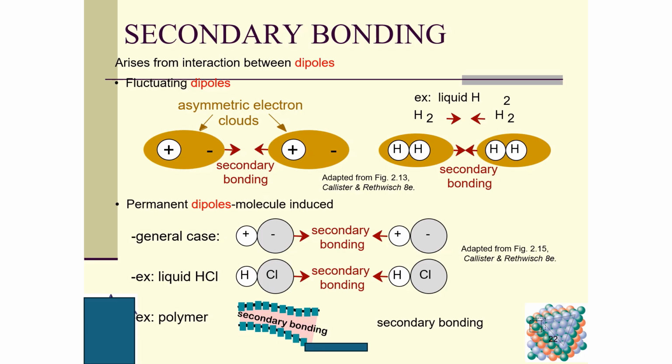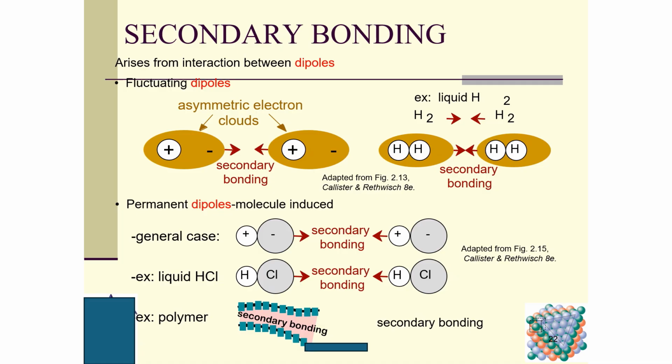And then we talk about secondary bonding. Secondary bonding arises from interaction between the dipoles. So this is the dipole. Here is a given example. Here is a fluctuating dipole, right?